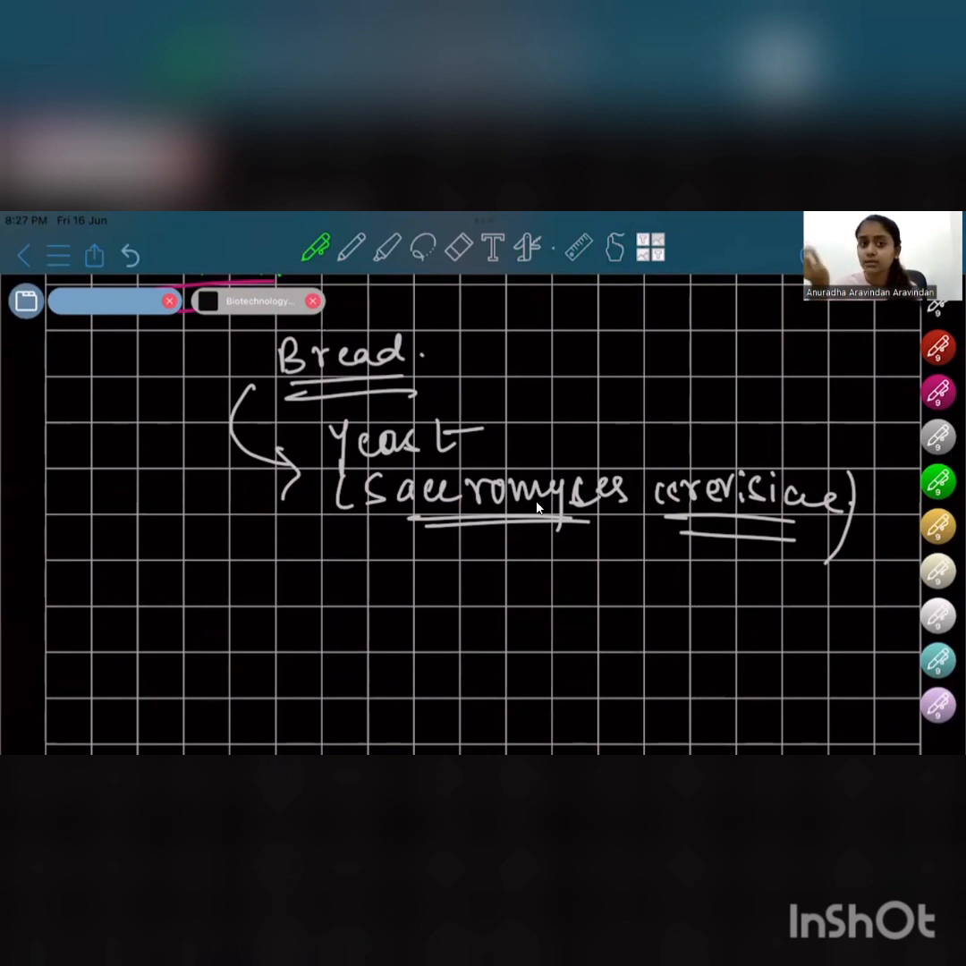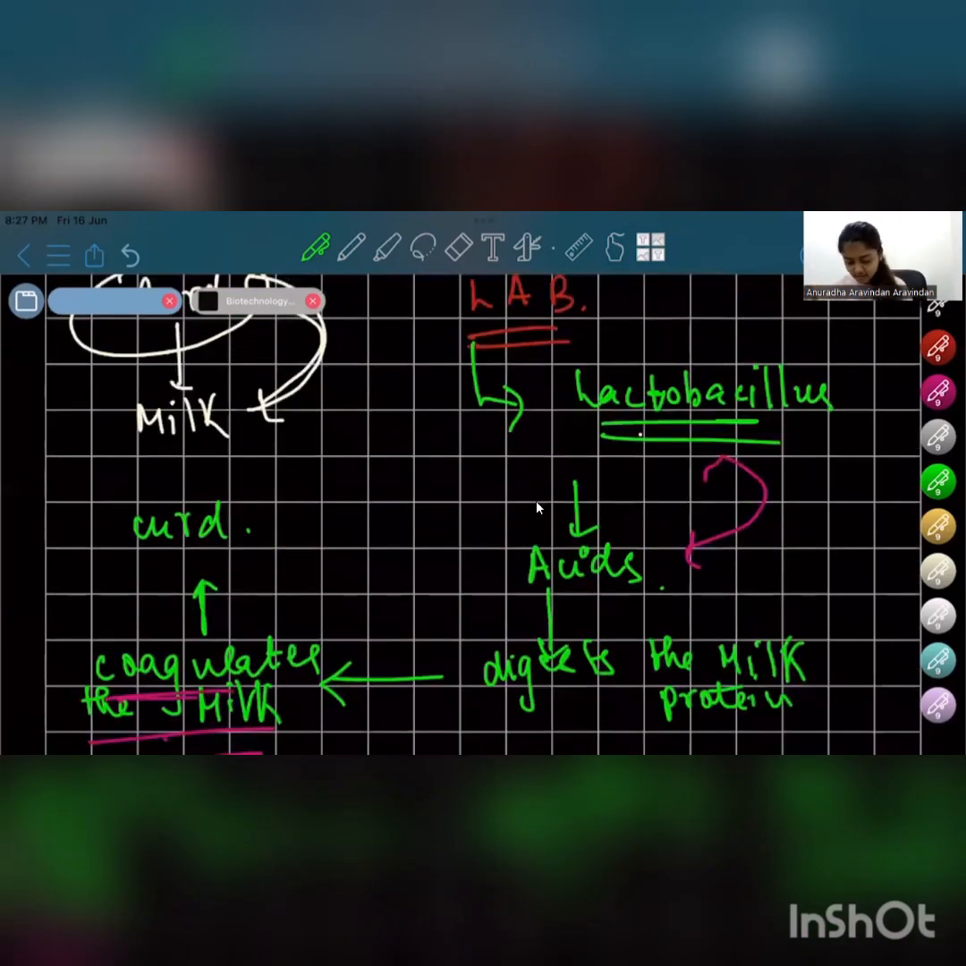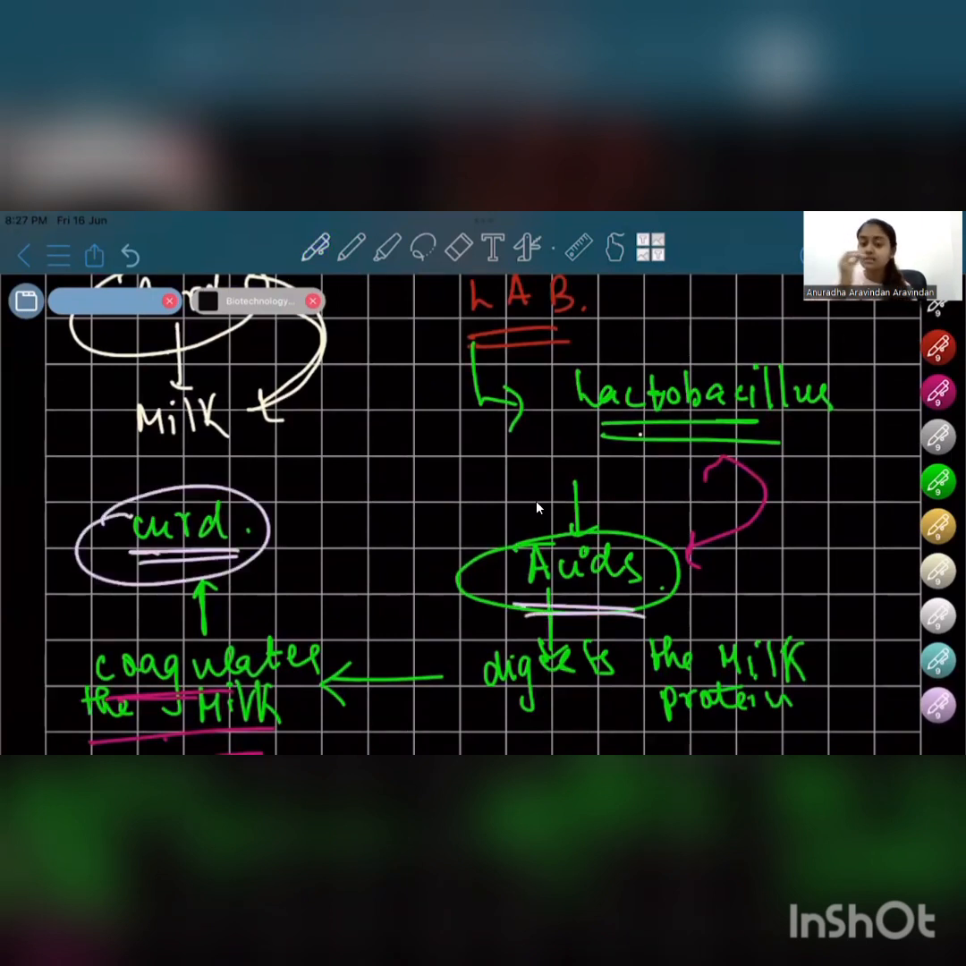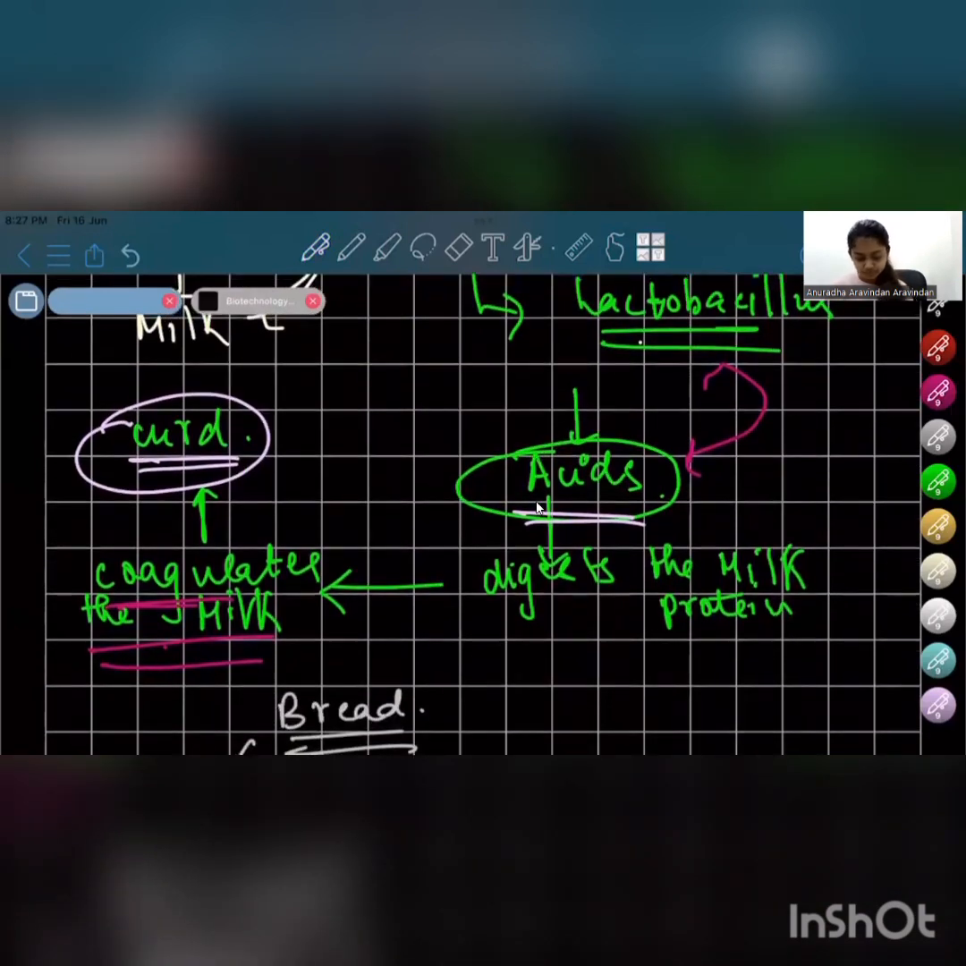So why am I telling this to you? This is all a biotechnological process. You are using a microbe or the product obtained from a microbe, that is acid in this case, and you are able to prepare a product, that is curd, by using the enzyme or acid produced from this microbe or living organism. And with this, you are making a product which is useful for human beings. So this is basically biotechnology.